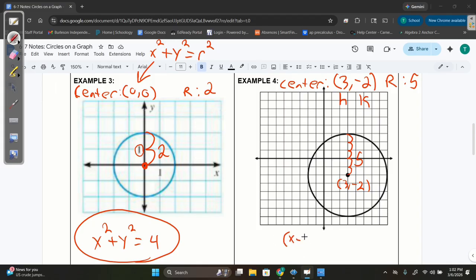X minus, my h value is 3 squared, plus y minus, my k value is negative 2 squared, equals the radius squared. And let's do a little bit of cleaning up. This part here has nothing to clean up, but over here we have a double negative. So let's fix that into a positive. Here, 5 squared is 5 times 5. And 5 times 5 is 25.